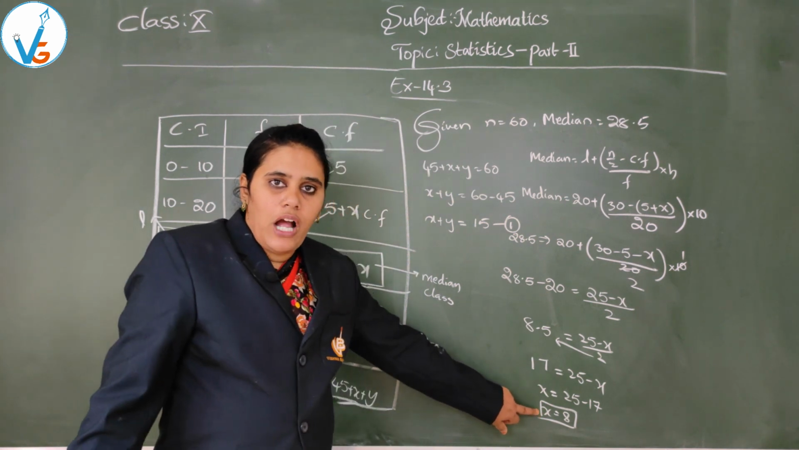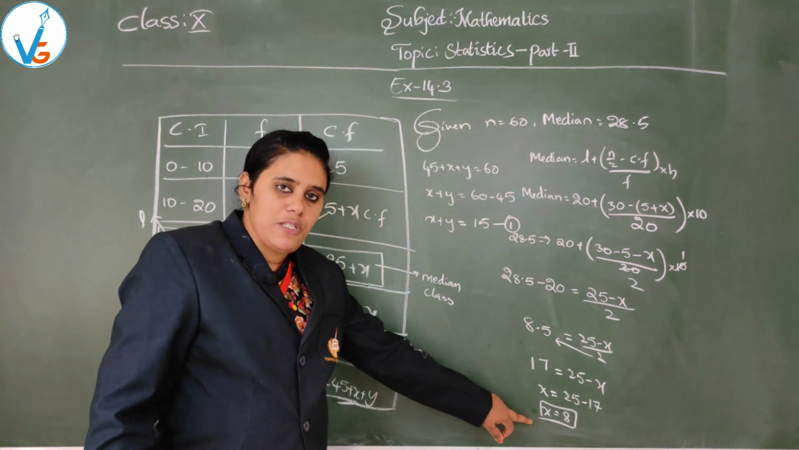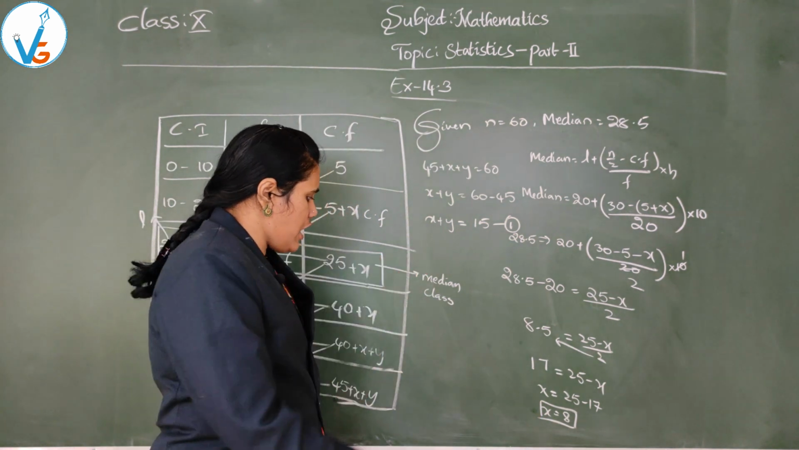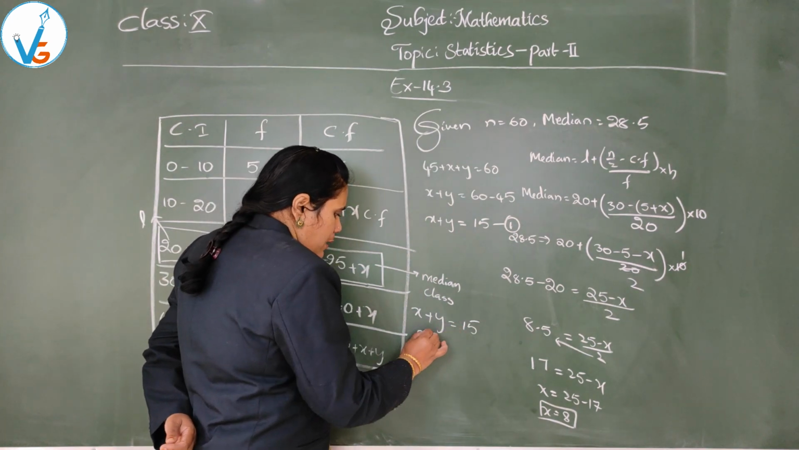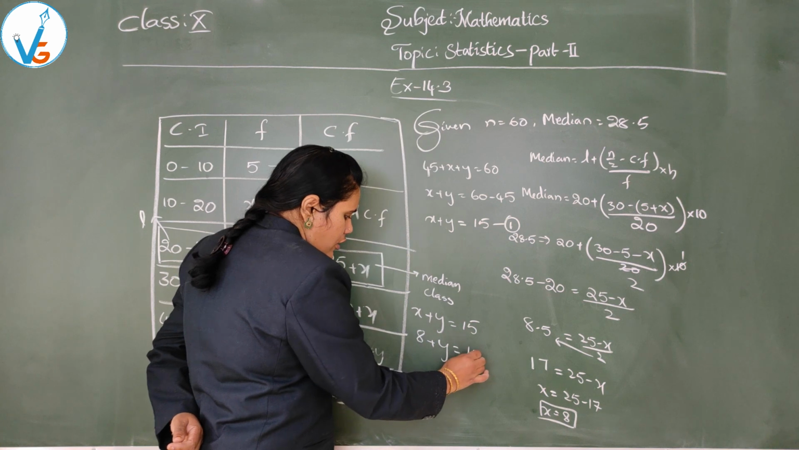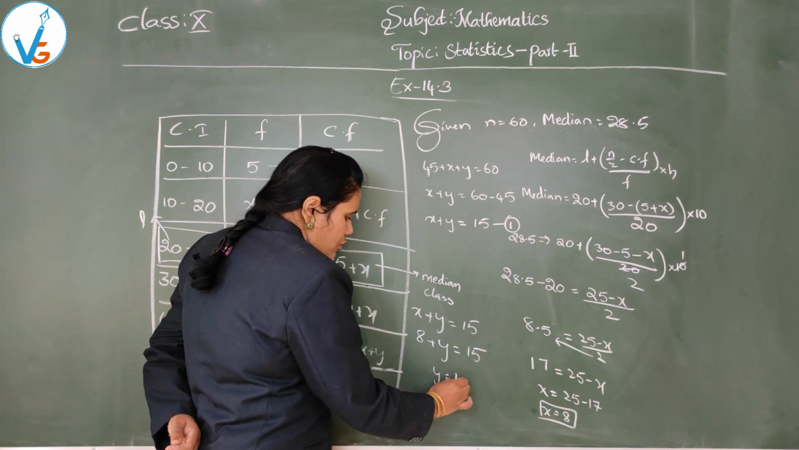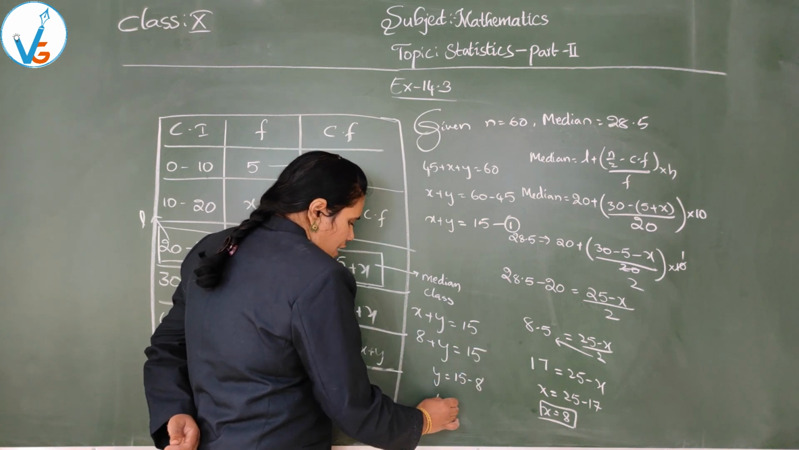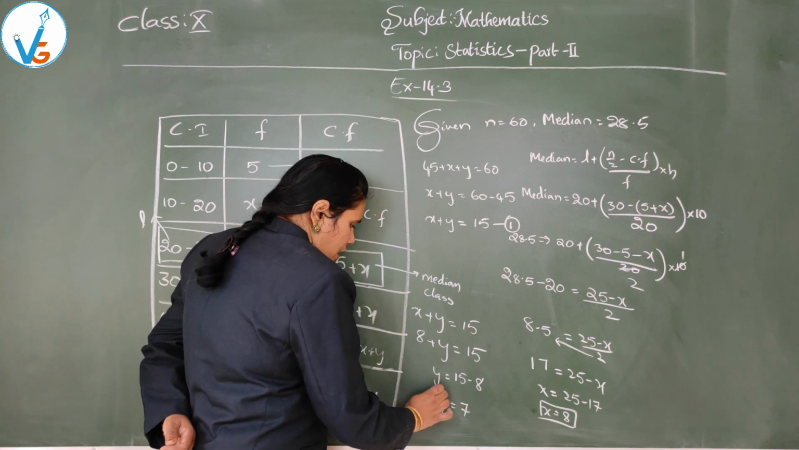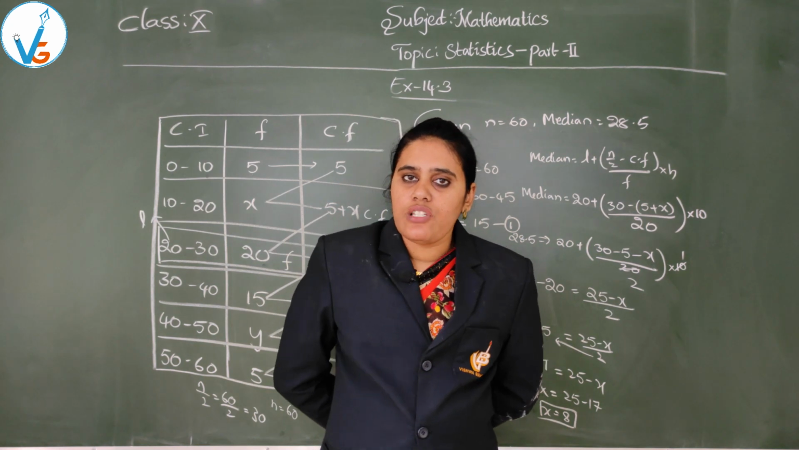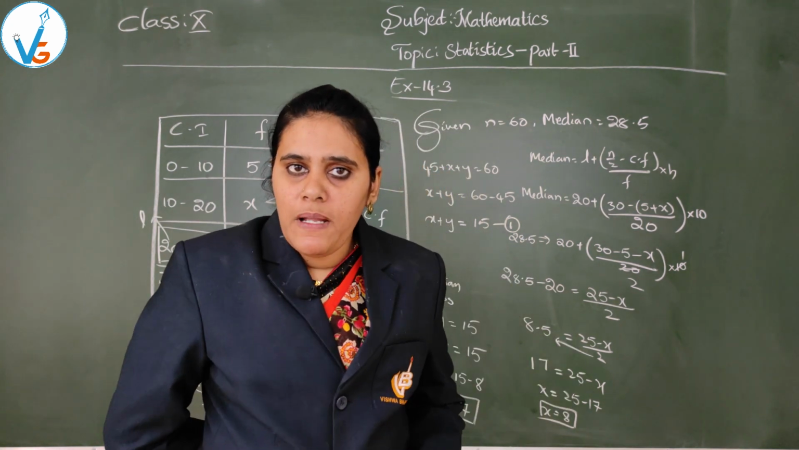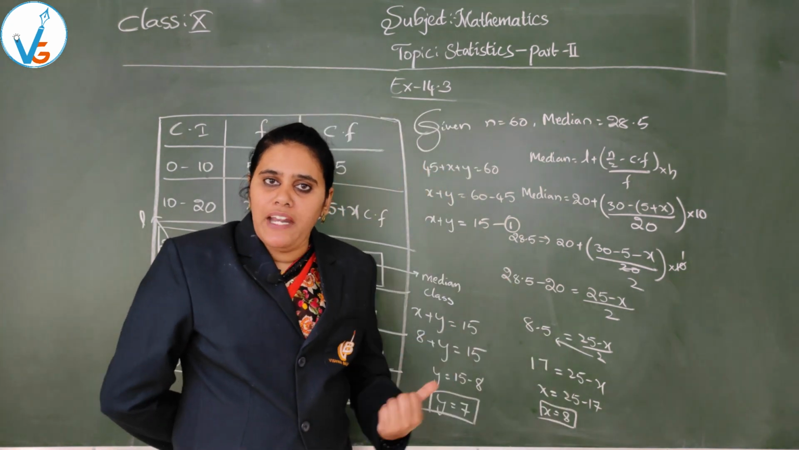Now what you have to do? After getting your x value, you have to substitute your x value in your first equation. X plus y, which is equals to 15. 8 plus y, which is equals to 15. Y is equals to 15 minus 8. Y is equals to 7. Did we get our x and y values? Like this, you have to solve any given problem in this same manner.